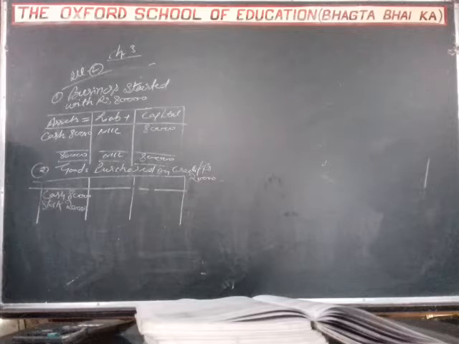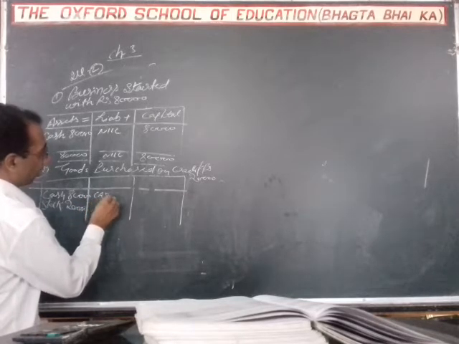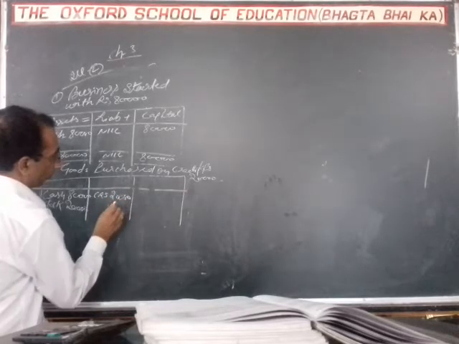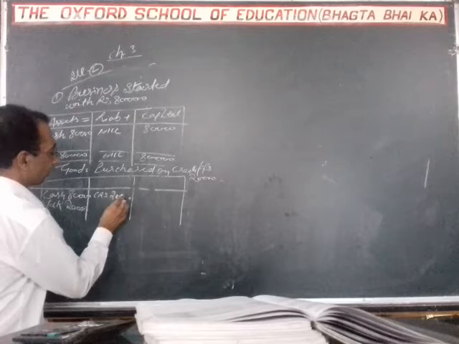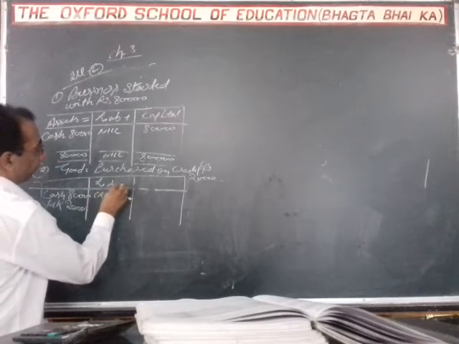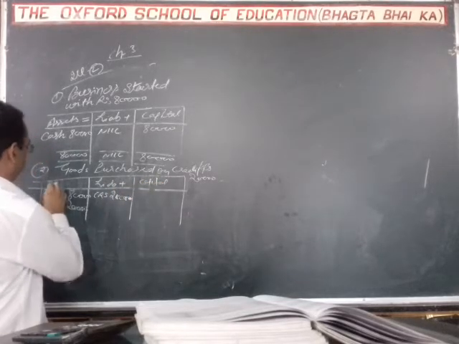This is an asset, but the amount is still pending to pay. So that's why a creditor also comes to us. This is the liability. 20,000 liability comes to us. This is known as creditor.